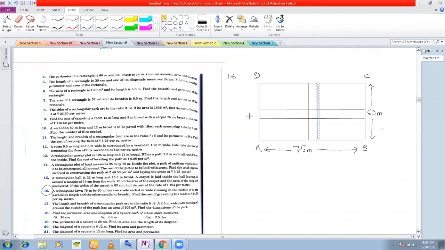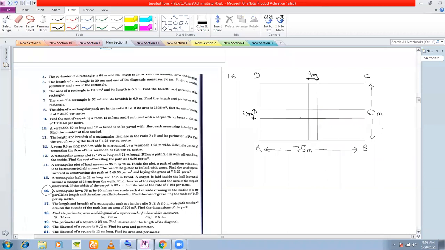So this road is of width 4 meter. What do you mean by the width of the road being 4 meter? This is 4 meters, and this is also 4 meters.